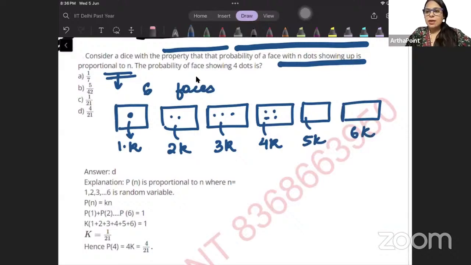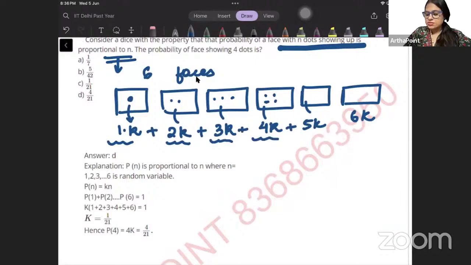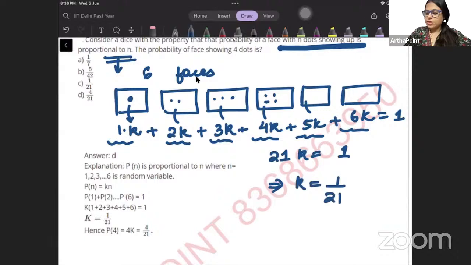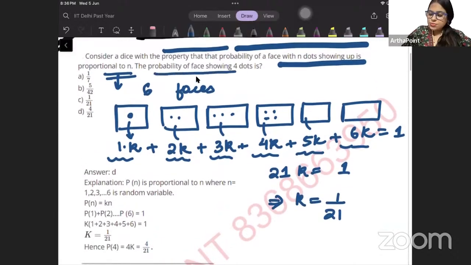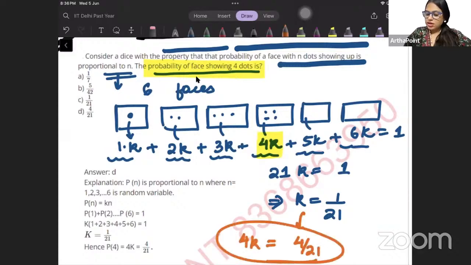Now we know that the sum of the probabilities is going to be 1. So this probability plus this plus this plus this plus this plus this should be 1. If I add all of these together, I get 21k is equal to 1. And from here, k is equal to 1 by 21. Now the question is asking what is the probability of the face showing 4 dots. So this was 4k. I will multiply this with 4, so 4k will become 4 by 21. And that would be the answer to this question, right?